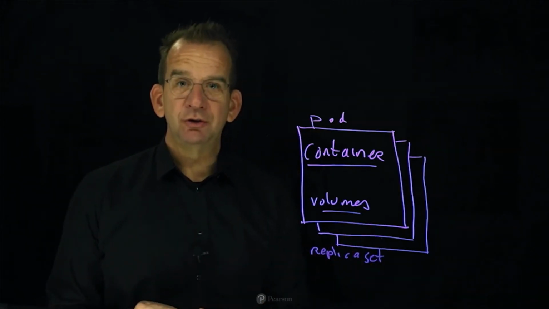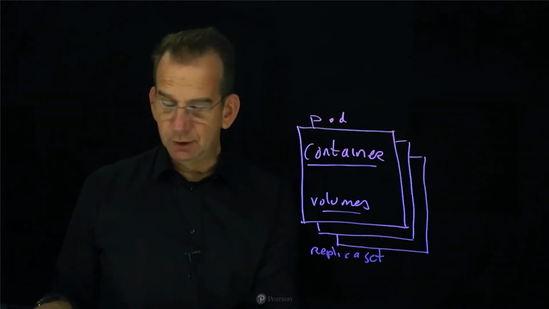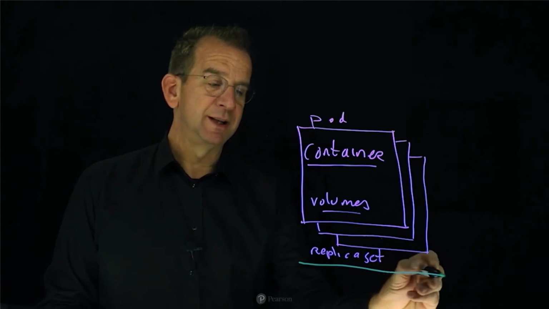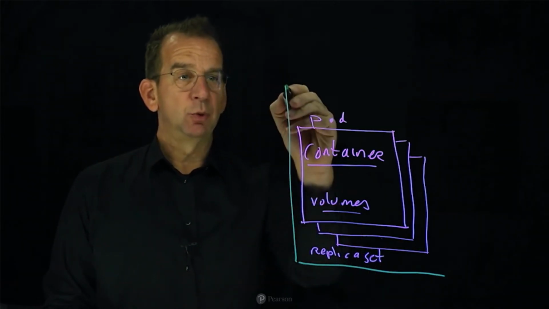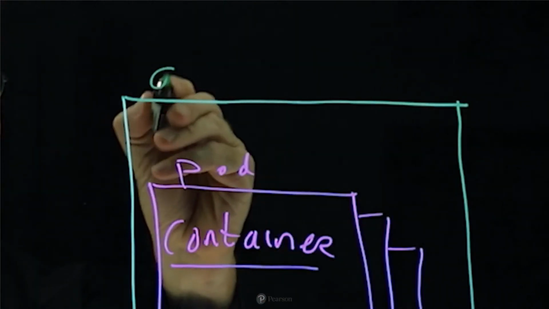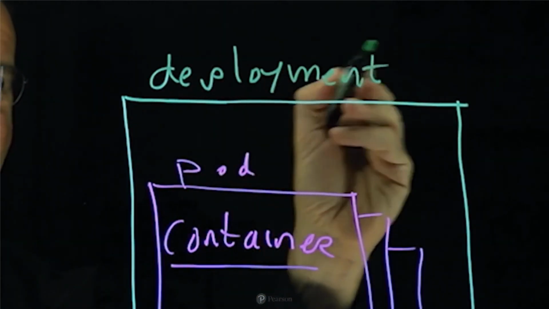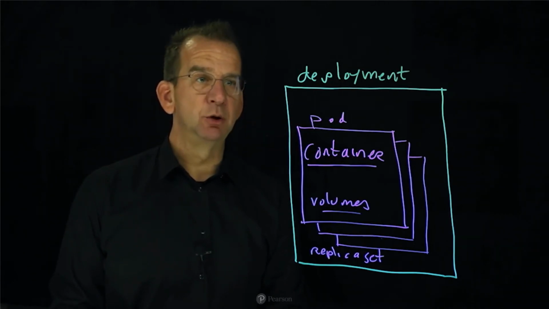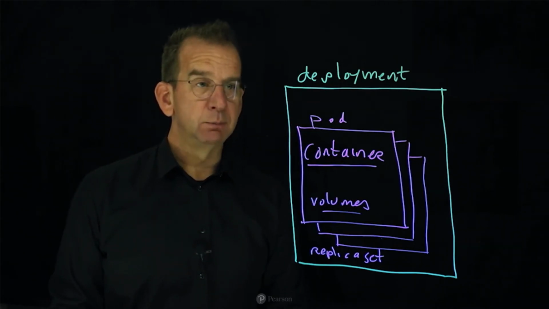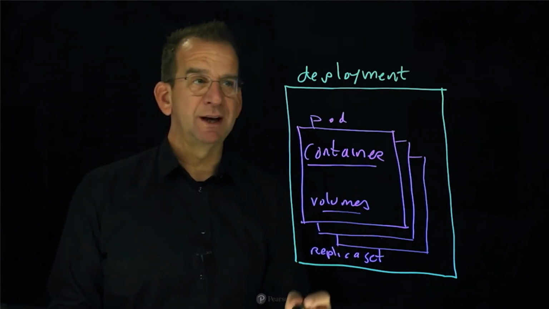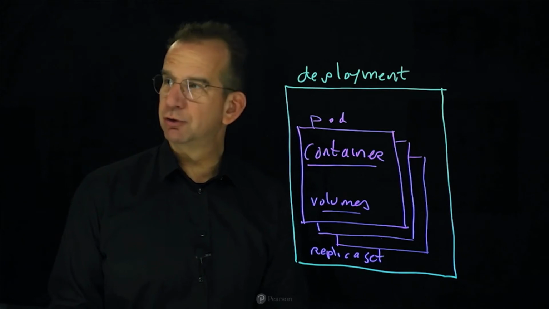The replica set does exist as an independent API resource, but a replica set is not normally managed as an independent resource. That is why we have the deployment. So the deployment is, as you can say, really the application. If you are going to run an application in Kubernetes, you are going to run a deployment. And this deployment is taking care of the replica set, and the replica set is taking care of the pods.